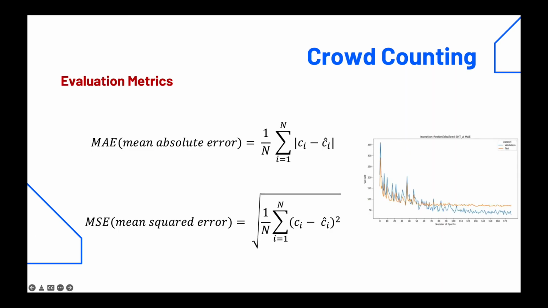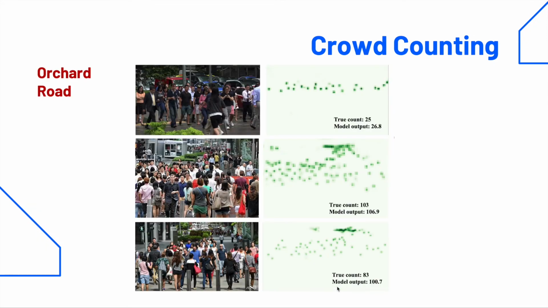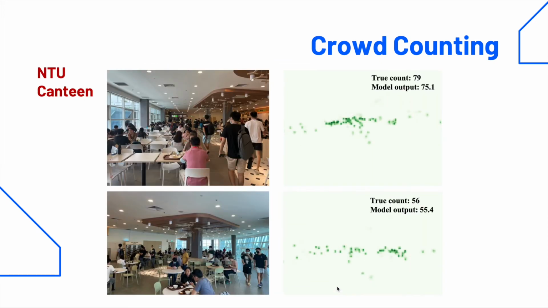After model training, the evaluation metrics are MAE and MSE. The training result is compared with existing works and benchmarks, and it can be shown that the model produces exceptional results comparable to state-of-the-art crowd counting models. The trained models are also robust when tested on images outside the given training set. Photos from Orchard Road Singapore and the NTU canteen are used to validate the model's robustness.